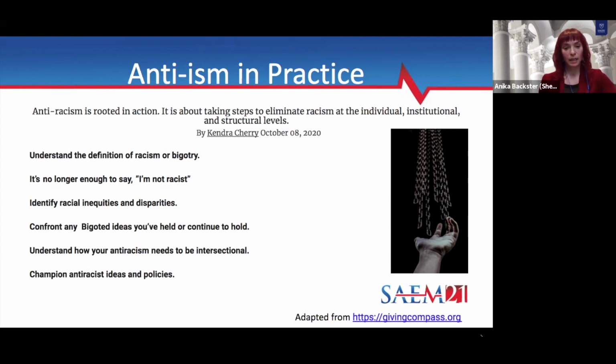Here are 6 steps from a site called Giving Compass that can help you with being anti-racist. And these are 6 steps because, again, it starts with us, right? It starts with you acknowledging your own beliefs. First, understanding the definition of racism or bigotry, check. That it's no longer enough to say, I'm not racist. Identifying racial inequities or disparities in you, around you, right? Confronting any bigoted ideas you've held or continue to hold. Understanding how your anti-racism needs to be intersectional, that's important. And then championing anti-racist ideas and policies.